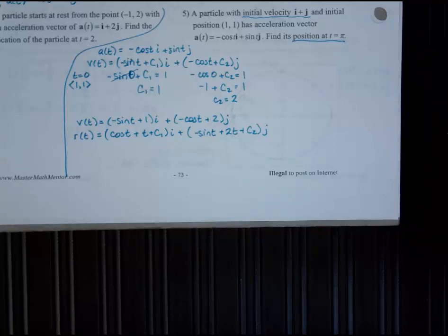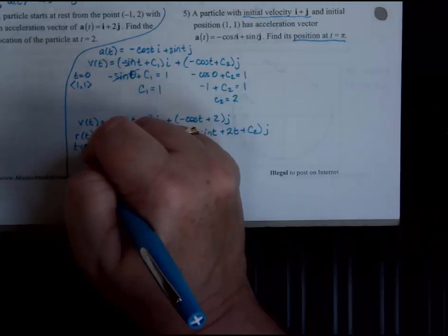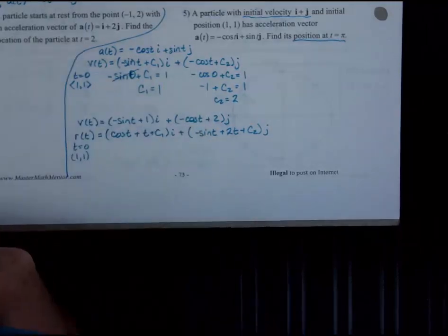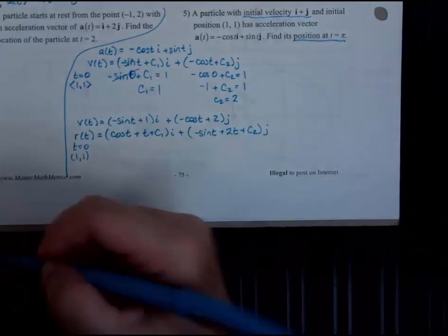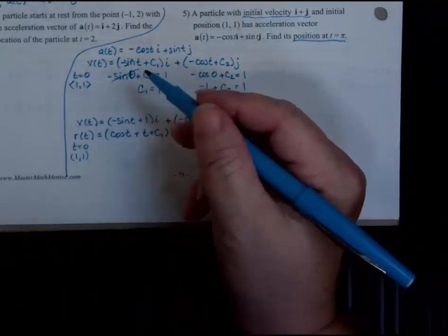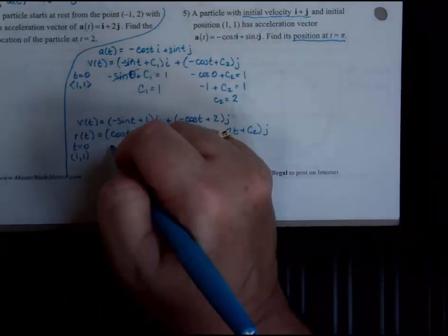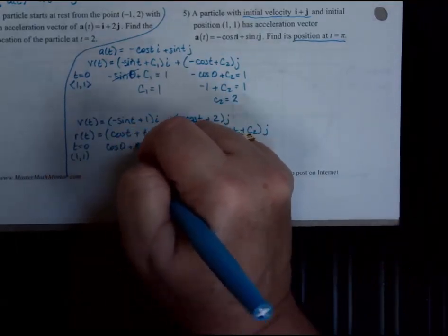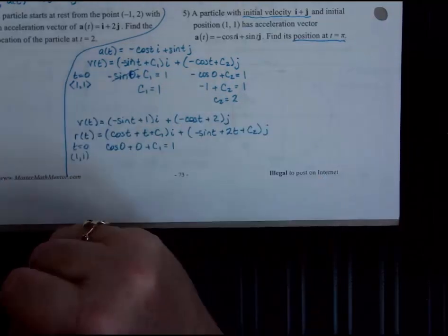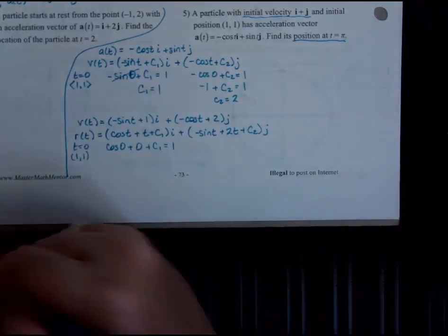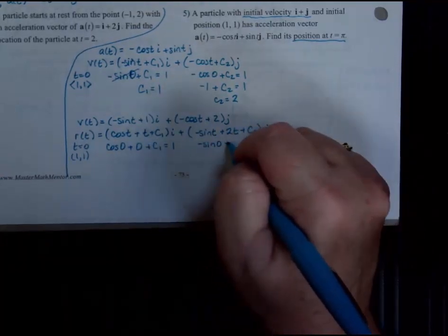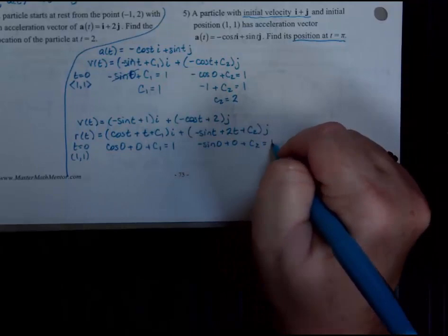Okay, now we are on the position equation. What do they tell us about position? They say the initial position is 1, 1. So what does initial mean? t equals 0. I'm going through the point 1, 1. So I'm going to do exactly what I did before, because the point last time was 1, 1 also. That was a coincidence. It doesn't always work that way. So cosine 0 plus 0 plus C1 equals 1. Negative sine 0 plus 0 plus C2 equals 1 also.